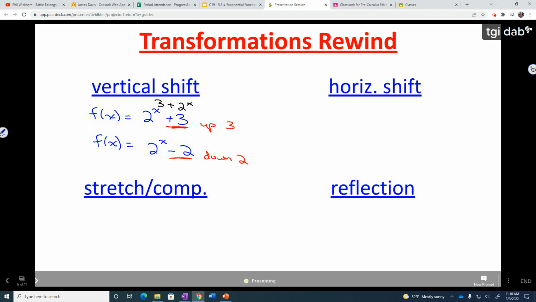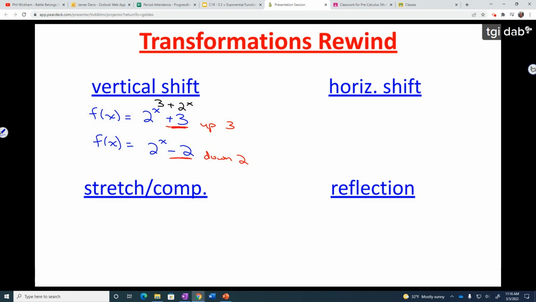All right, let's do a horizontal shift next. With a horizontal shift, that plus and minus is just going to go in a different spot. We'll say 2 to the x plus 3 up there. So it's 2 to the x plus 3 versus 2 to the x plus 3. Just pause a second when you say it.